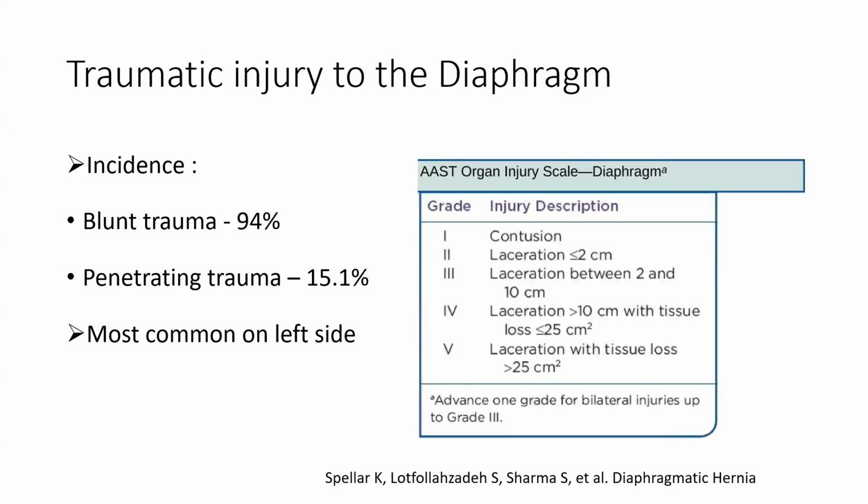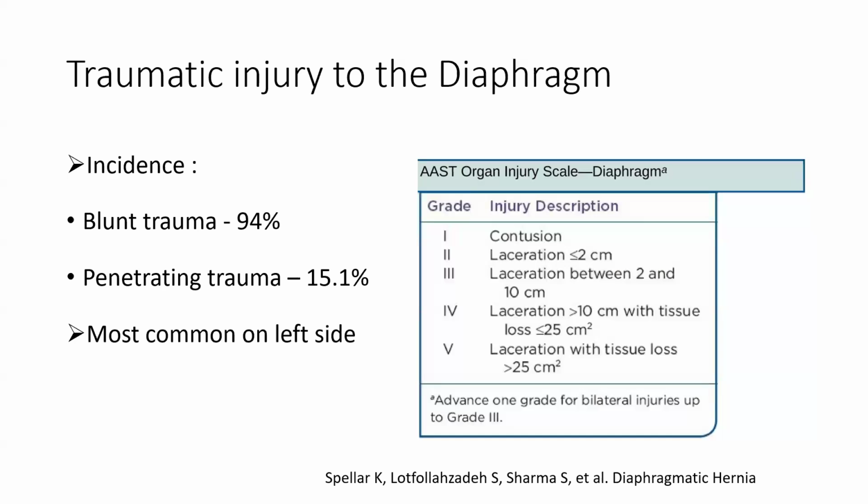Next, coming to traumatic injuries to the diaphragm, the most common etiology of acquired hernia is secondary to trauma, which results in hernia. The incidence of diaphragmatic hernia in blunt trauma is 94% and in penetrating trauma is 15.1%. Diaphragmatic rupture tends to occur more commonly on the left side of the diaphragm, likely due to the right diaphragm being protected by the size of the liver beneath it.